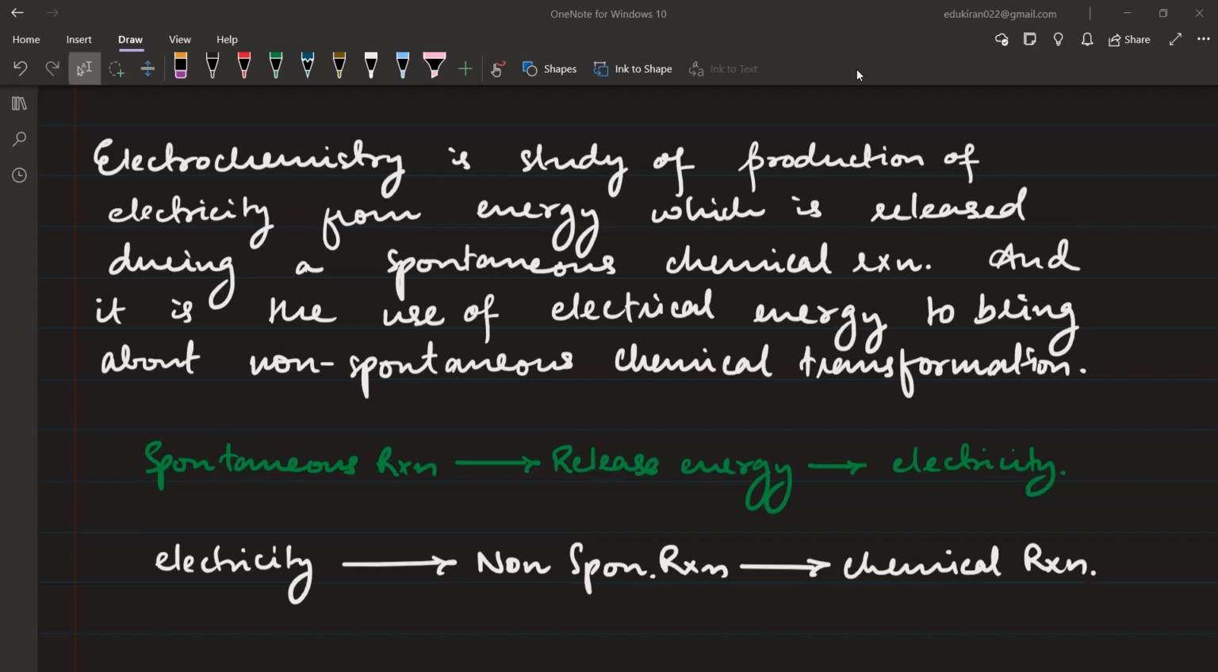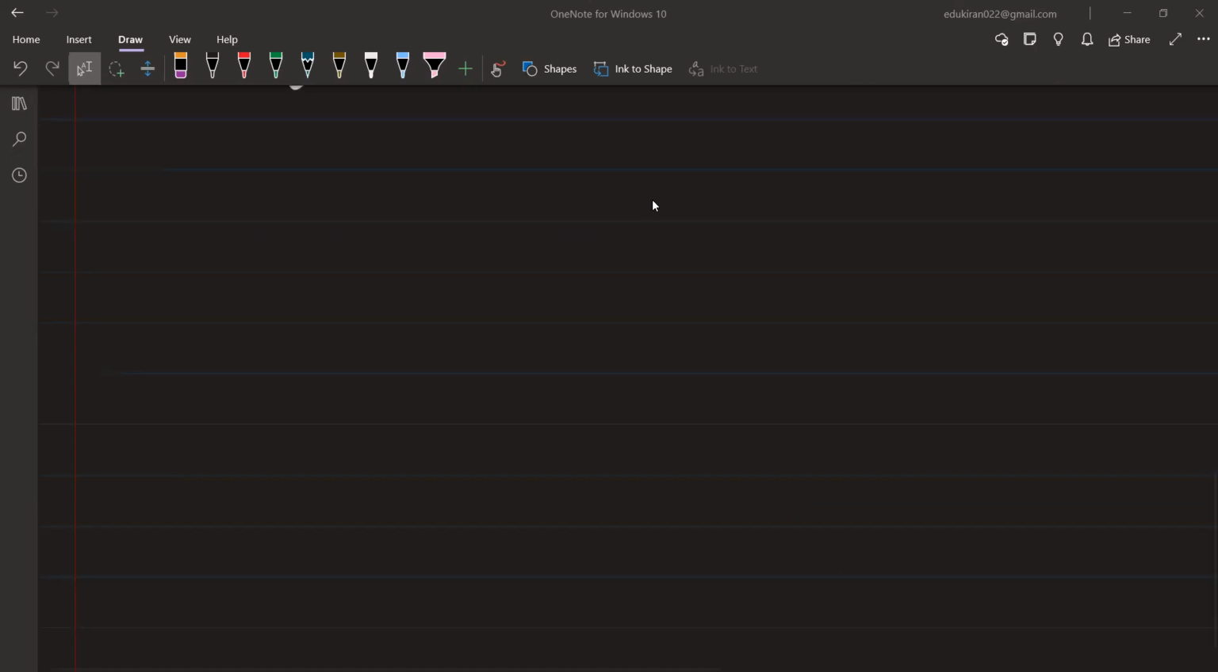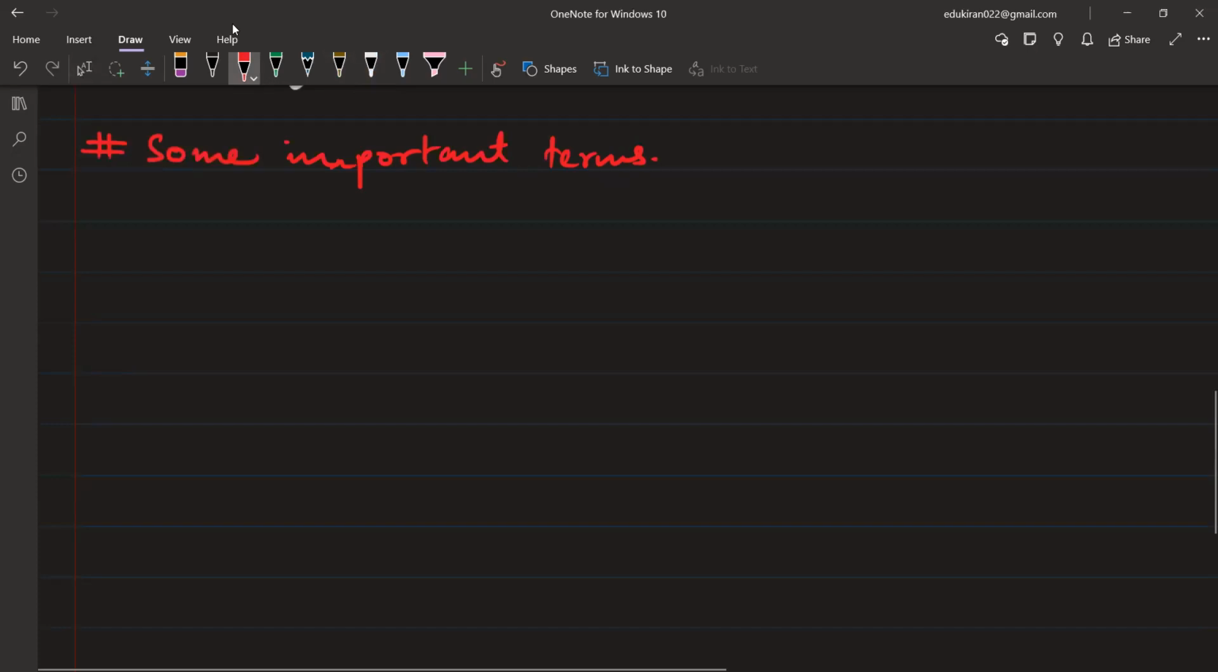So before we start this, we are going to learn a few important terms that you must have stumbled upon in 11th standard, but you may or may not remember them now. Please write some important terms. Number one is the couple known as oxidation and reduction.